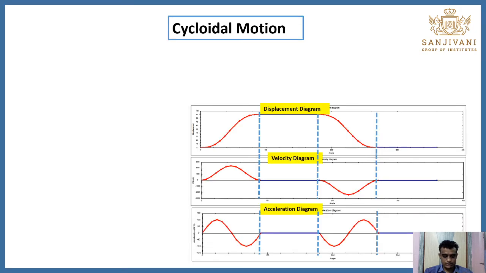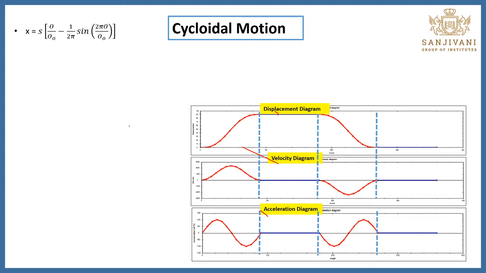Now this is the cycloidal motion. This is the displacement diagram, this is the velocity diagram, and this is the acceleration diagram. This is the profile that we have to draw, and we have to learn how to draw this displacement diagram by using the cycloidal motion. Now we will consider its mathematical modeling.